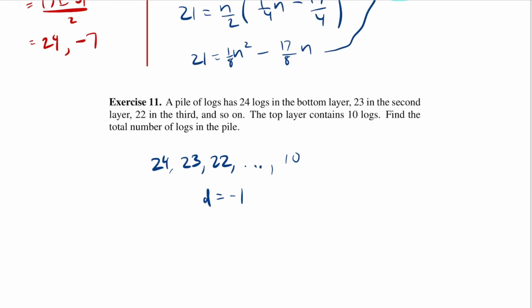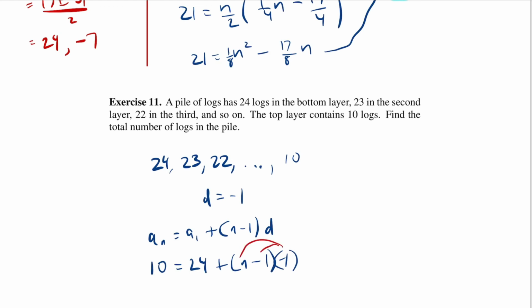So now we know that there's 15 terms, 1, 2, 3, ... 15. So now we need to find the total sum. So the sum of the first 15 terms, and that formula is the first plus the last, times n over 2. So the first is 24, the last is 10, and we know n is 15. So now we should be able to solve for this.